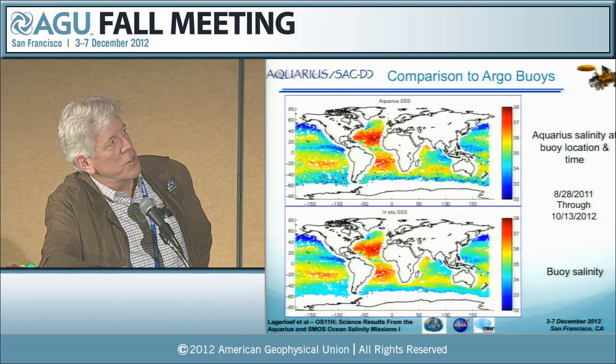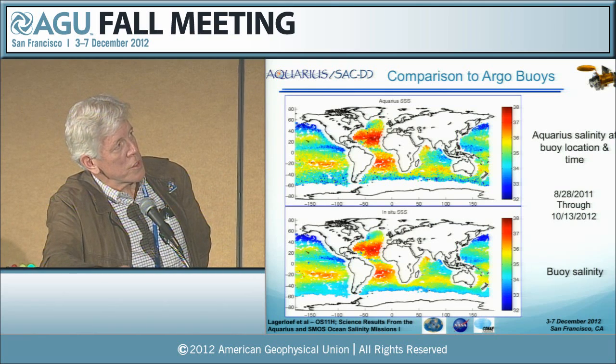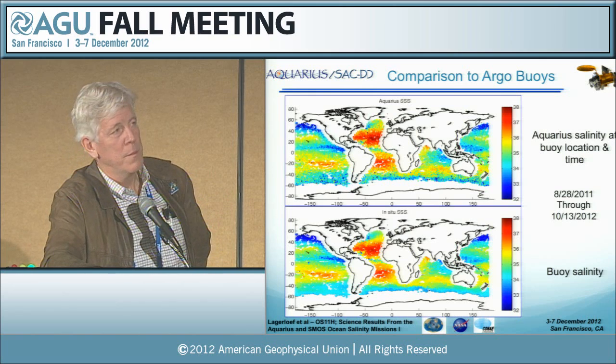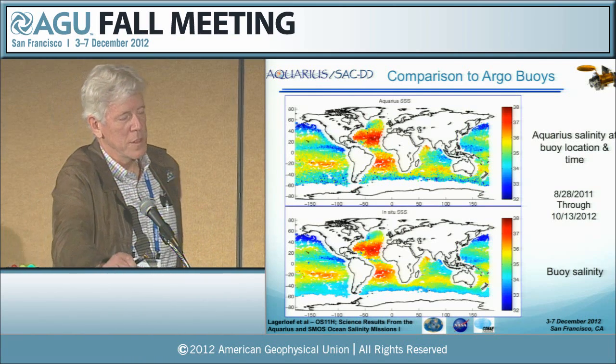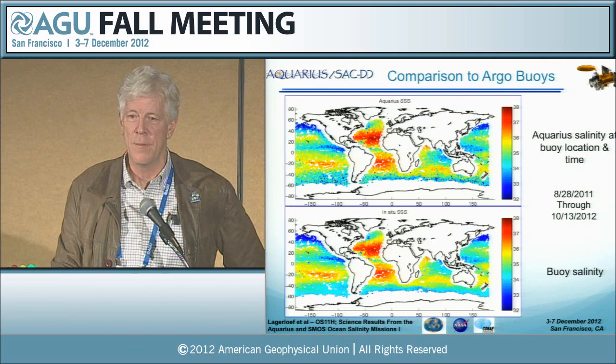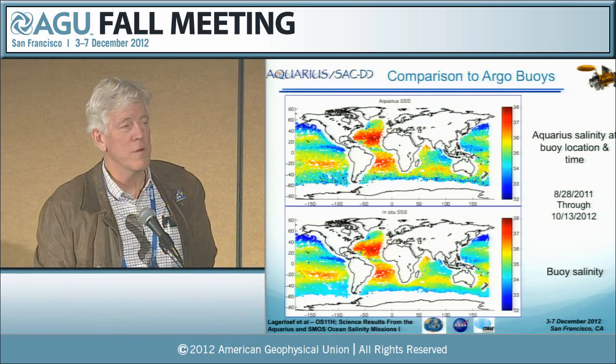Most of the errors you see are in the Southern Ocean region, the circumpolar current region, where we still have the most RMS difference between the Aquarius and surface observations, and this has to do with both high winds and low sea surface temperatures, which make the salinity retrieval much more difficult.